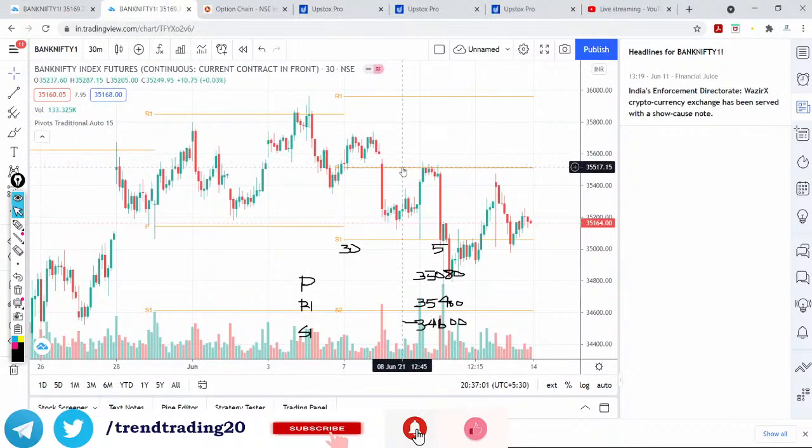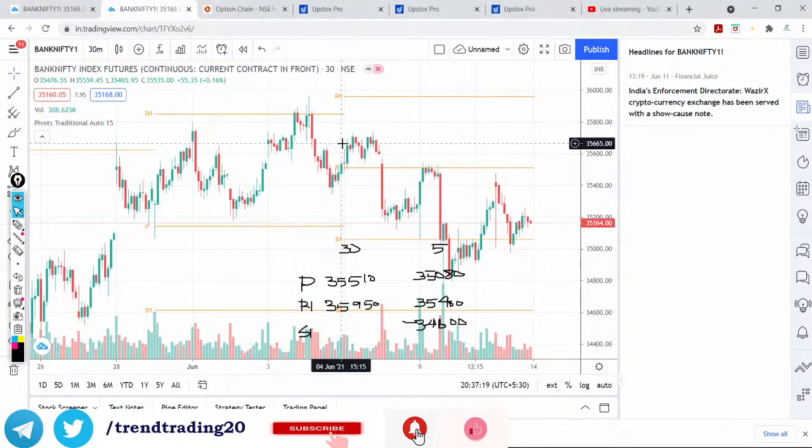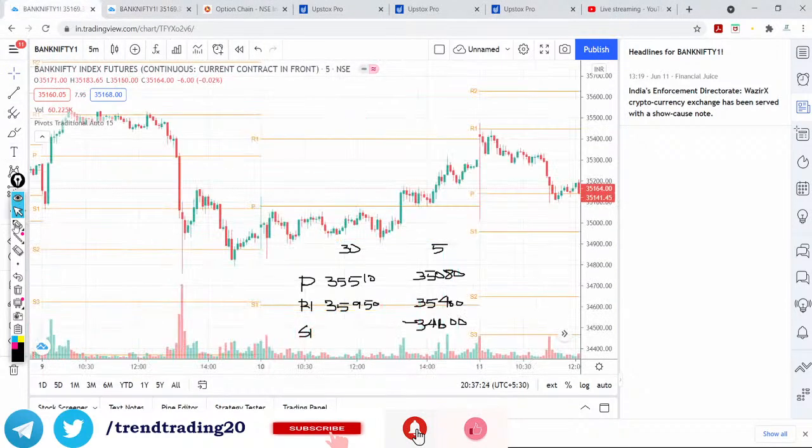5 minutes mark, go back to 30 minutes. Where is the pivot point? 35,510 R1, 35,950. Now I am just marking here. 35,510 R1, 35,950. Where is S1 here? 35,050.